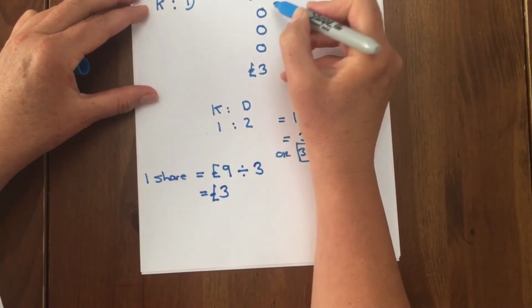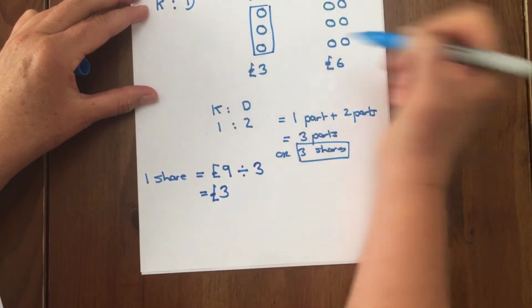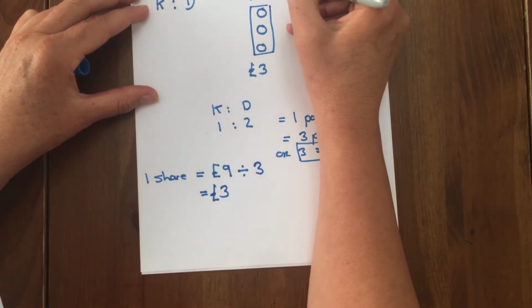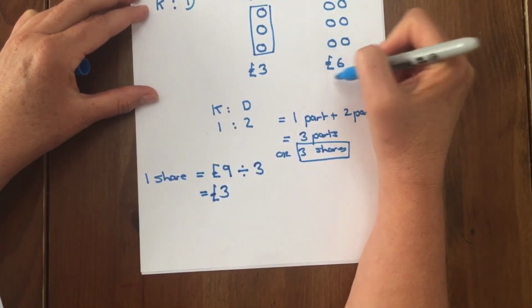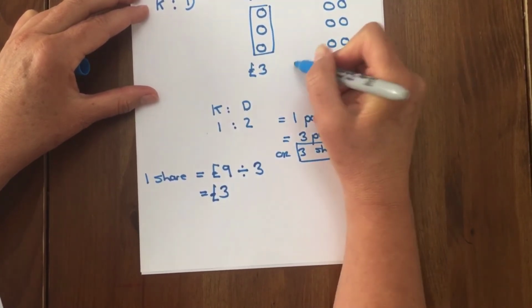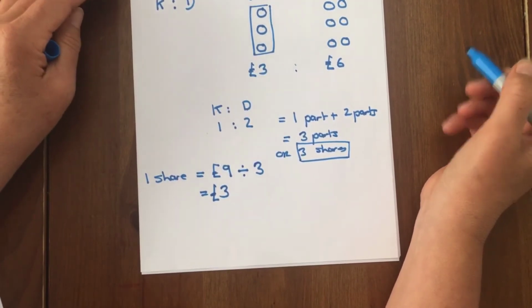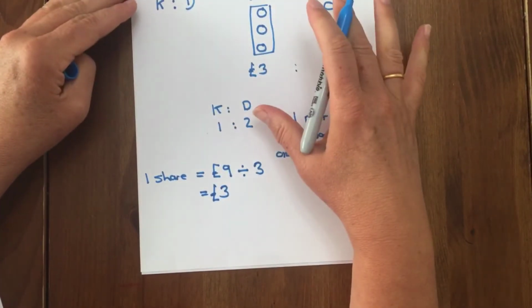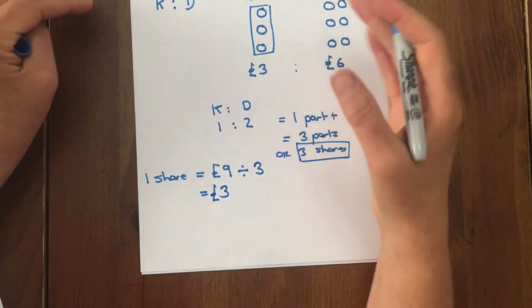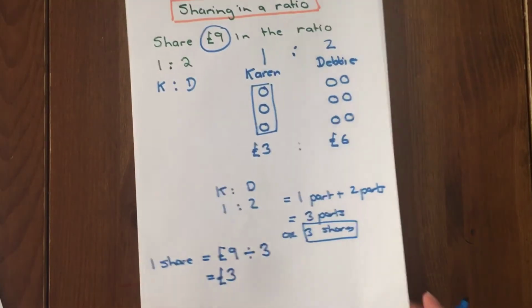Now you can see Karen gets 1 of the shares. She gets £3. But Debbie gets 2 of the shares, 2 lots of £3. So she gets £6. Now, you might not actually want to write this one down. The next one will be a better one to write down. Okay, so that's an introduction.